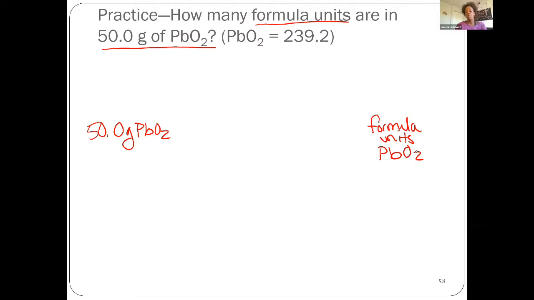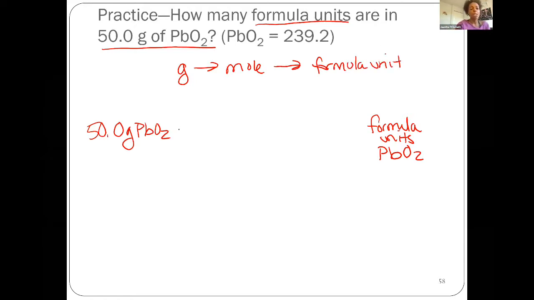And again, we should ask ourselves, how many steps should this take? I know I'm going to have to go from grams to moles, and then moles to formula units to solve this out. Think Mole Island. We can put our units in. Should be 2 steps. If I want to get rid of the grams, I put those on the bottom first.